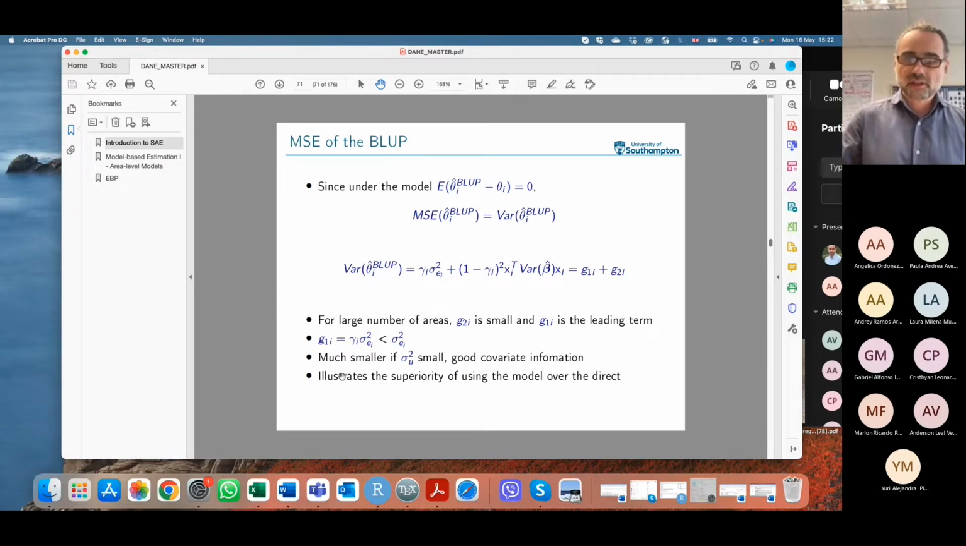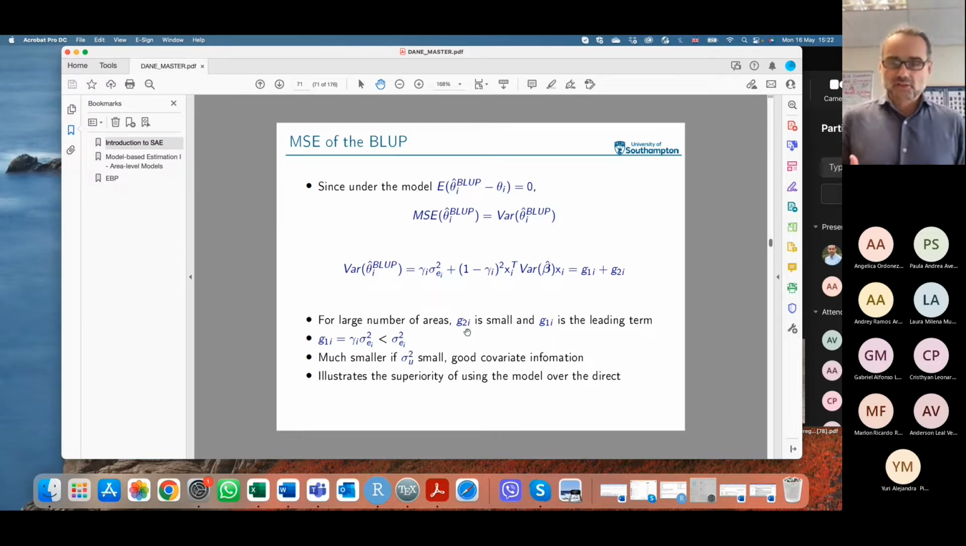Okay, and you see that because G1i is equal to gamma I times sigma squared EI, then this is much less, or less definitely, than sigma squared EI, okay, because you know that gamma I is between 0 and 1. So that tells me that the variance of the BLUP under the model, okay, is gamma I times sigma squared EI, and this will be less than the variance of the direct estimate, okay?